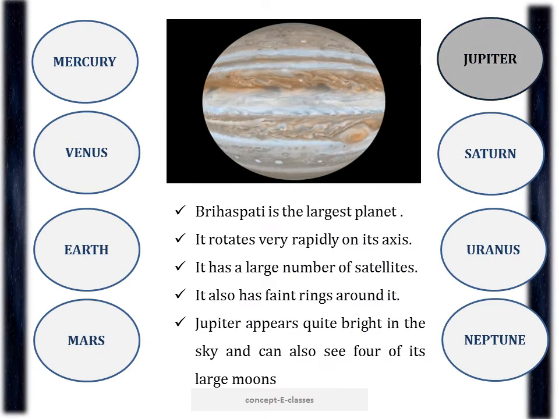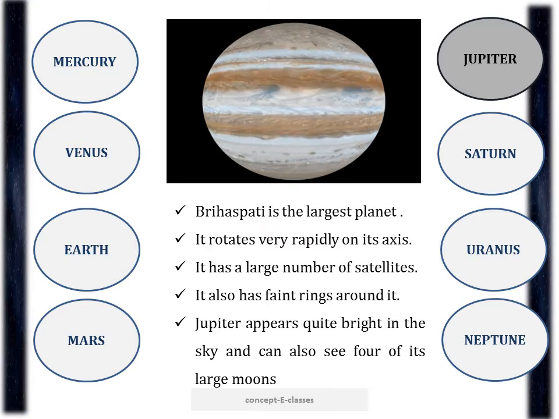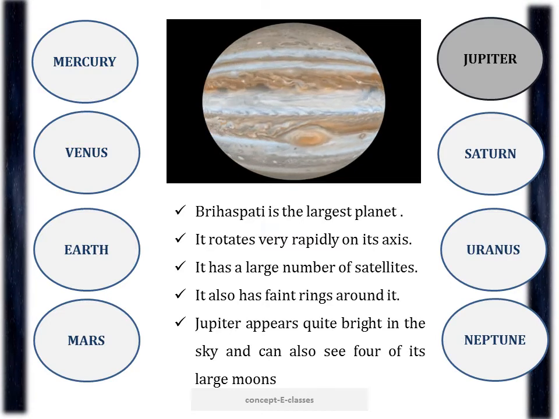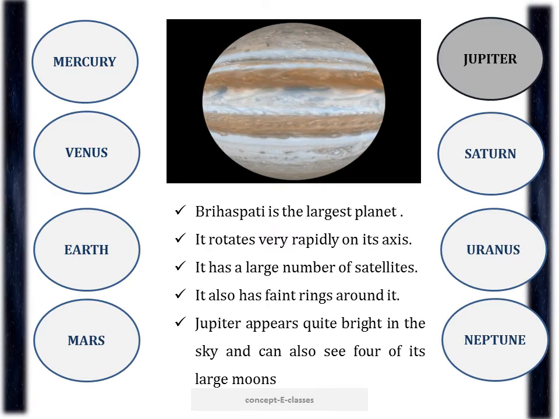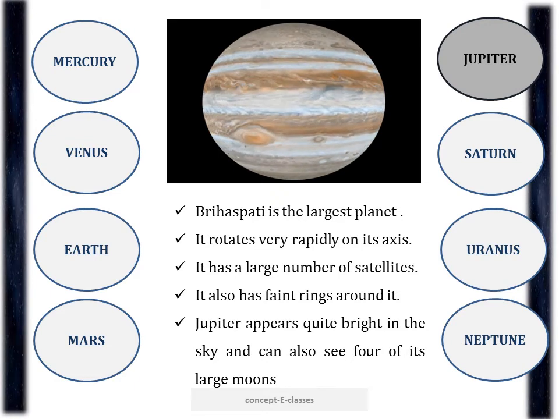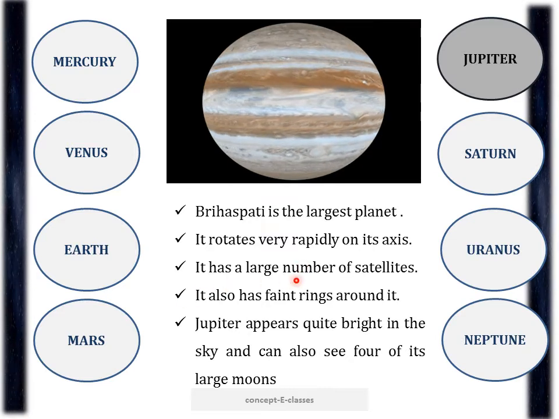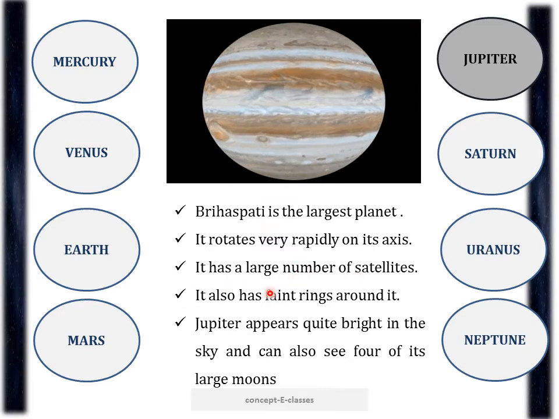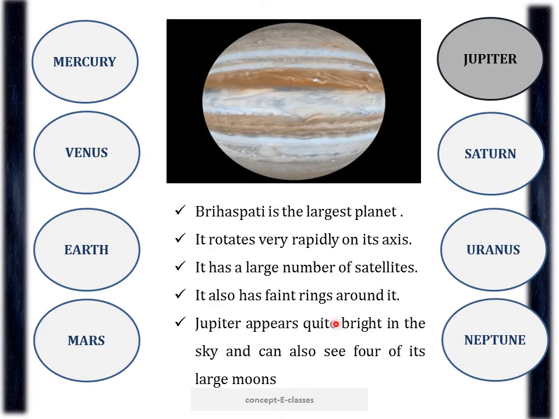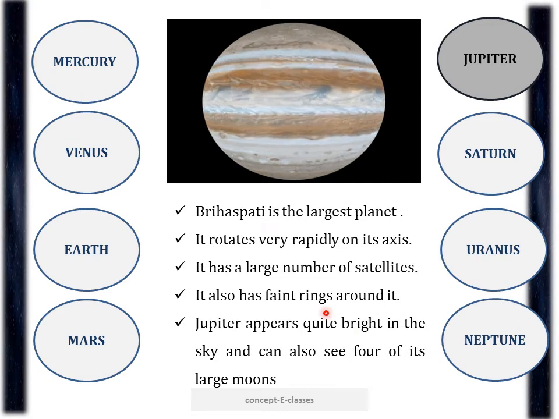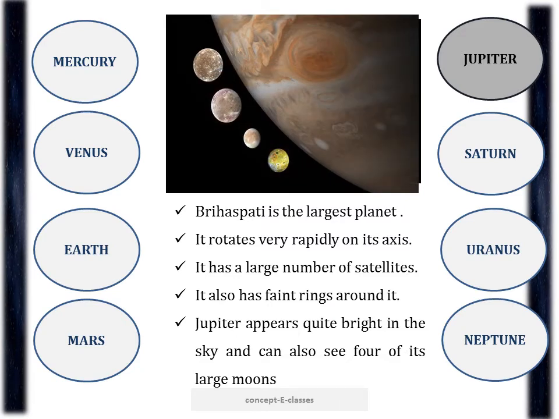Next planet is Jupiter. Now Jupiter or Brihaspati is the largest planet of our solar system. It's so large that about 1,300 Earths can be placed inside this giant planet. However, the mass of Jupiter is about 318 times that of our Earth, and it rotates very rapidly on its axis. It has a large number of satellites, and it also has faint rings around it. Now, we can easily recognize Jupiter as it appears quite bright in the sky. And if you observe it through a telescope, we can also see 4 of its large moons.